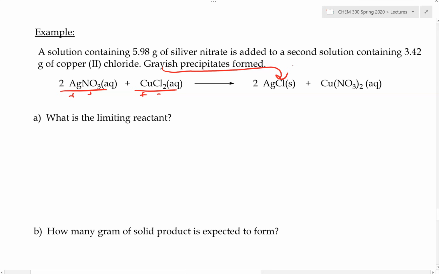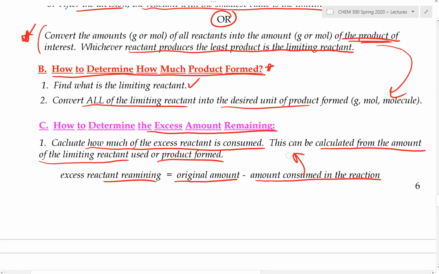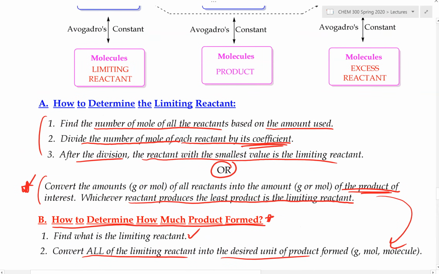So in this case, the first part of the question asks us, what is the limiting reactant? And if we look back at the solution map earlier, the way we would answer this question is to follow these 3 steps. So we're going to try this example by following these 3 steps.